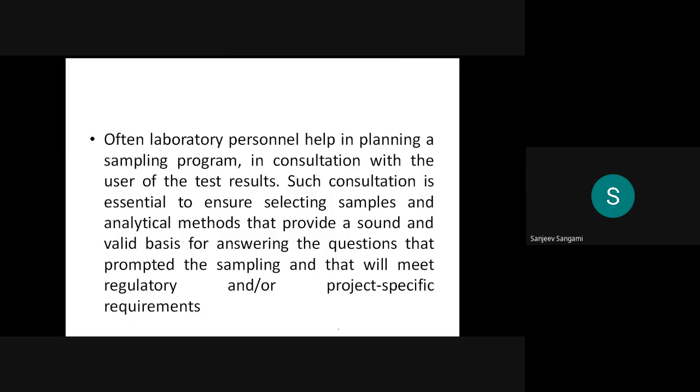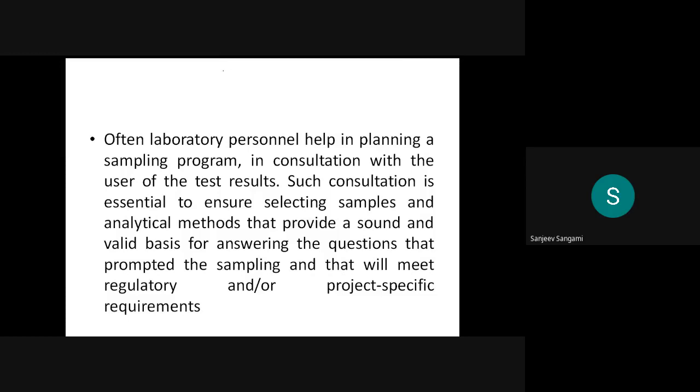After laboratory personnel help in planning the sampling program in consultation with the user of the test results, we always have to go ahead with the consultation of the proper protocols or the proper laboratories. Whenever we are taking samples, some systematic protocols have to be maintained in consultation with the technical persons. Such consultation is essential to ensure selecting samples and analytical methods that provide a sound as well as a valid basis for answering the questions that prompted the sampling, and that will meet the regulatory as well as the project specific requirements.